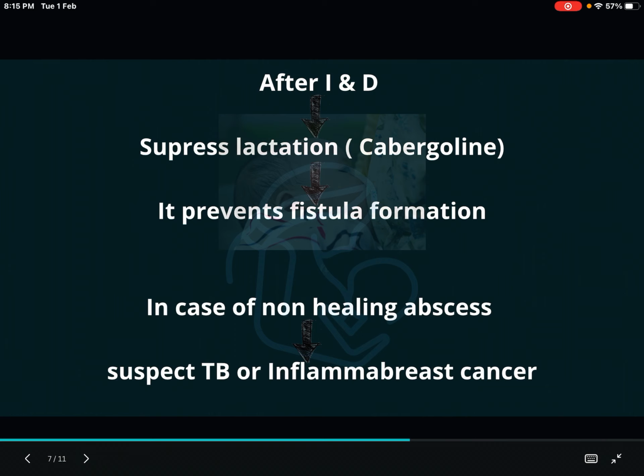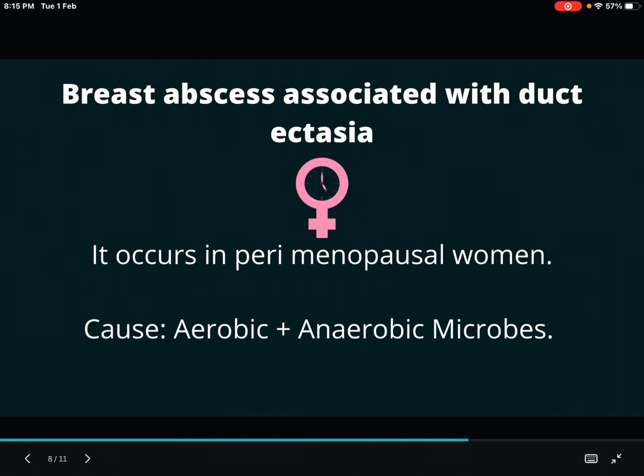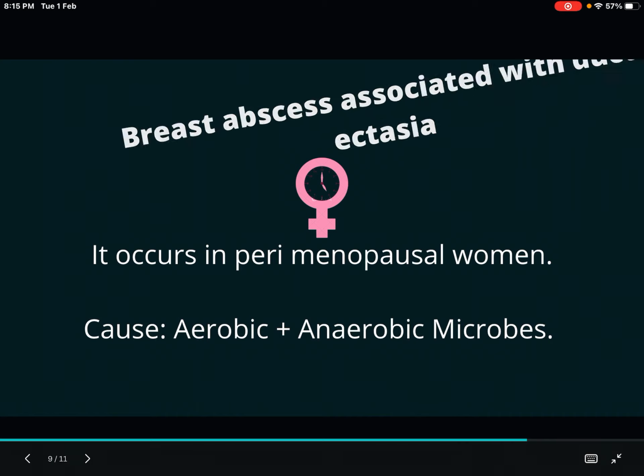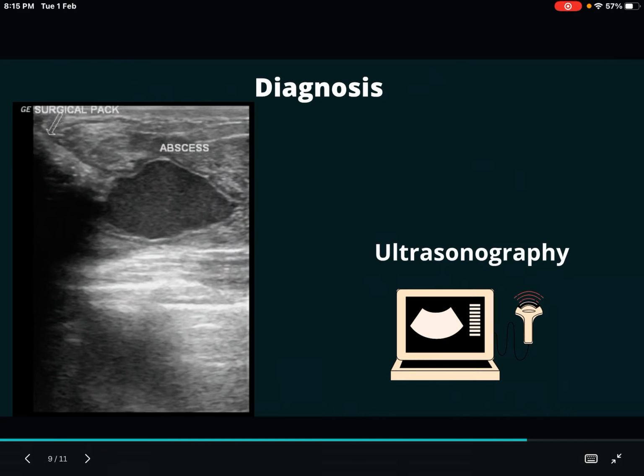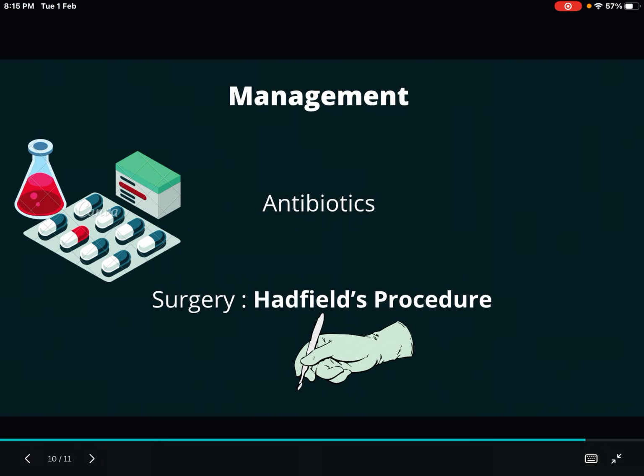And even after everything, if it's a case of non-healing abscess, you have to suspect TB or inflammatory breast cancer. And the breast abscess associated with duct ectasia, it occurs in perimenopausal women, and the causes are aerobic and anaerobic microbes. And diagnosis is same as the previous condition. It is through ultrasonography. The management includes antibiotics plus surgery. Here the surgery is Hadfield's procedure.